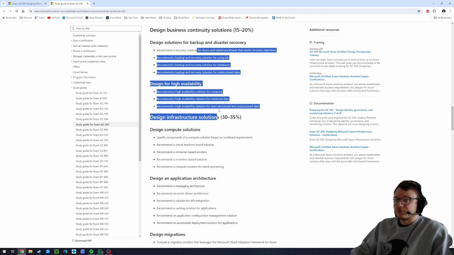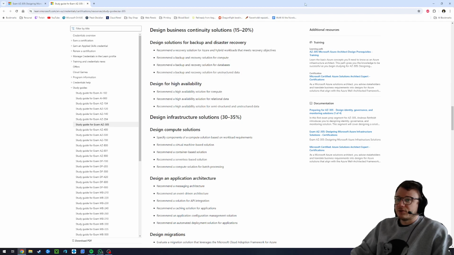Business continuity, backup, disaster recovery. When would you just back up SQL logs? When would you use Azure Backup? What is a Recovery Services vault? What is Azure Site Recovery? How can you get your data from on-prem to the cloud? So Data Box versus Data Box Heavy, how much data is required for each one? Again, all fact-based stuff that you can look up on Learn during the exam if you've got the time.